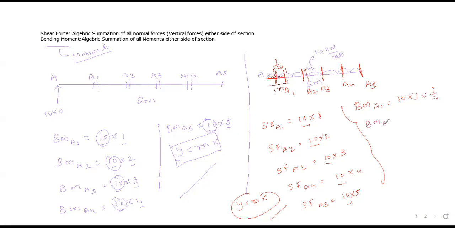Bending moment at A2, I consider from the left side. The point load of 10 into 2 multiplied by 2/2. I have to take the moment about A2. Similarly, bending moment at A3 is equal to 10 into 3 into 3/2. Is it clear or not? Please confirm me, students. Bending moment at A4, 10 into 4 into 4/2.